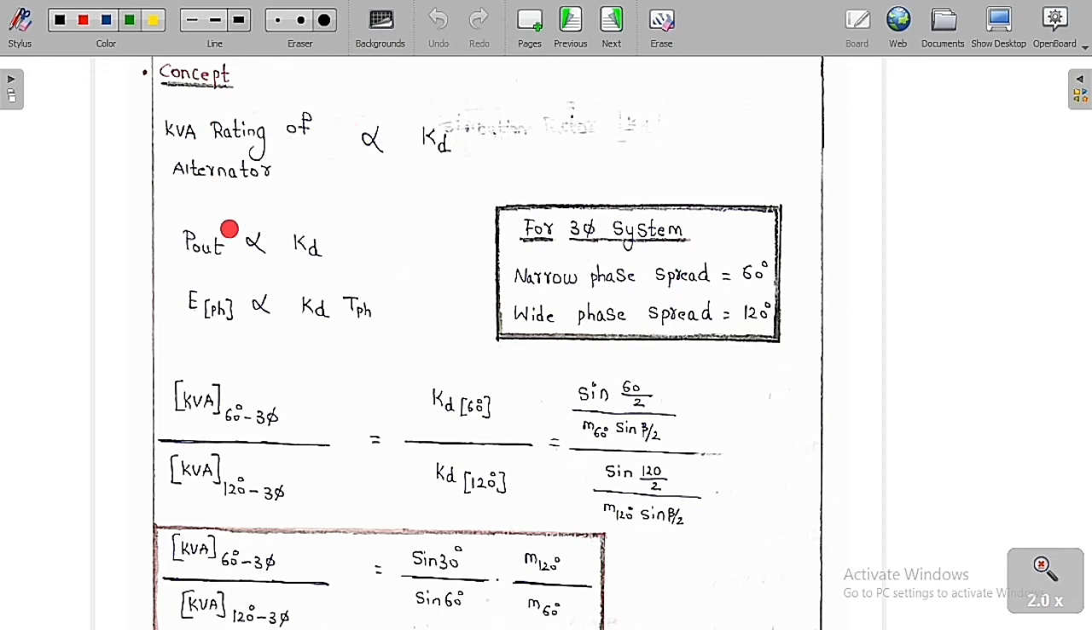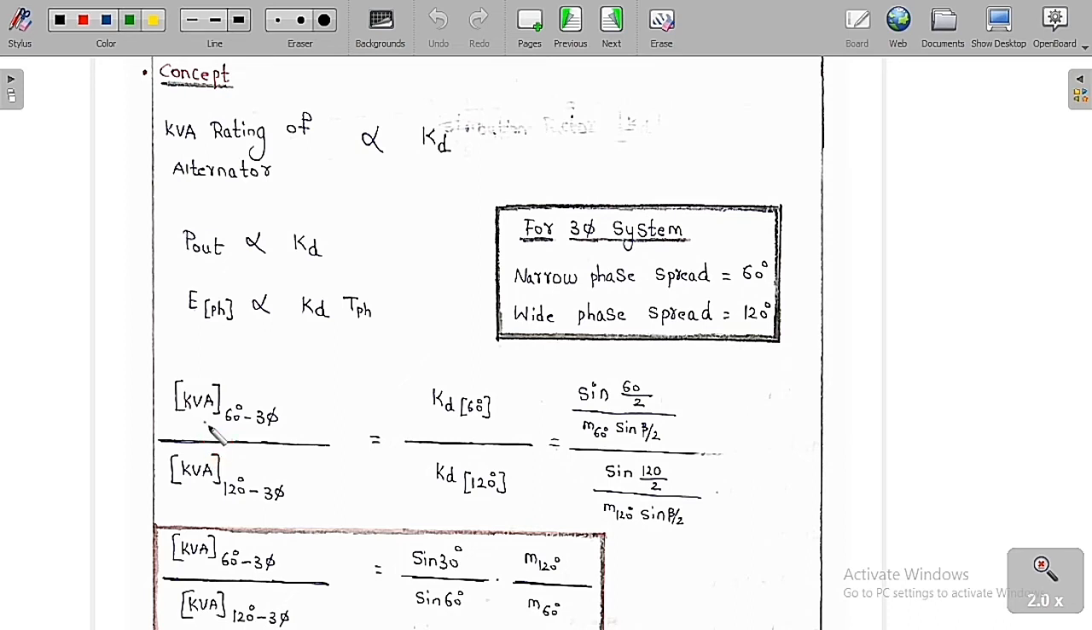Now, based on these three concepts: the kVA rating of the alternator is directly proportional to the distribution factor, the active output power is also directly proportional to the distribution factor, and the EMF induced per phase is directly proportional to the distribution factor times the turns per phase. Now we are going to take the ratio of the kVA rating going from 60 degree phase spread to 120 degree phase spread for a three-phase system, and see in which phase spread the induced EMF will be higher. So what is that ratio that we are going to see now?